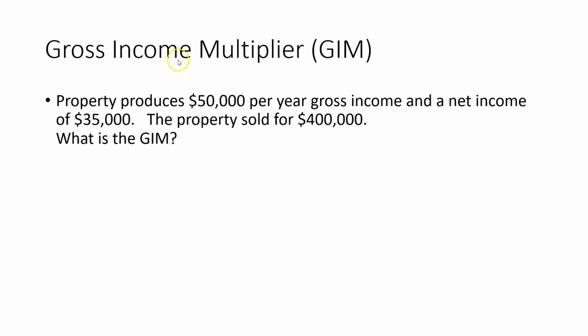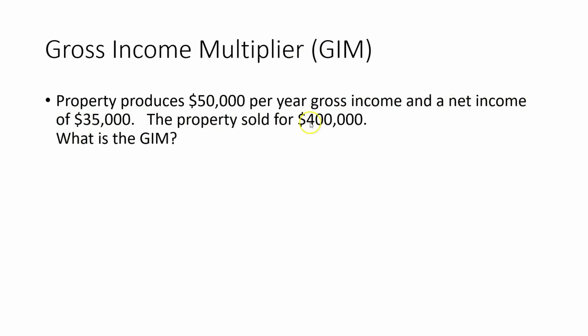Because then we go on to the income multiplier. This is gross income multiplier, which is based on a year. Because income, I always think of rent, monthly, income, yearly. And it says the property produces $50,000 per year gross income and a net income of 35. A little bit of a distractor there, because we don't need to take that into account. We're after gross income, and that's where we are there.